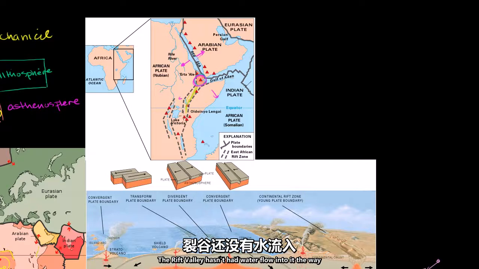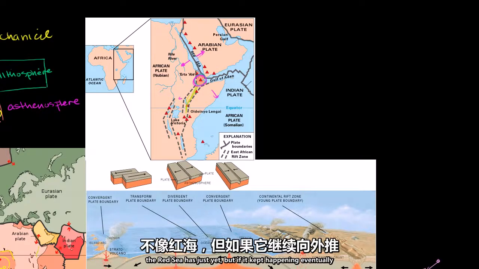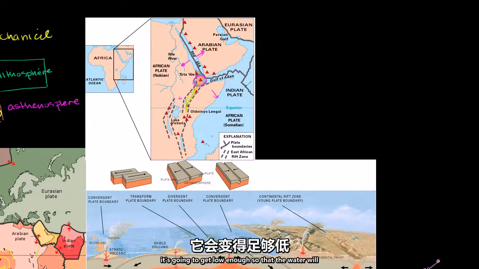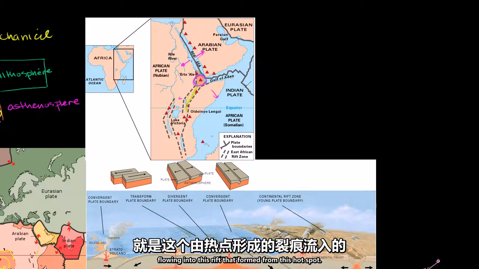The Rift Valley hasn't had water flow into it the way the Red Sea has just yet. But if it kept happening, eventually it's going to get low enough so that the water will flow into it. So the Red Sea is exactly that. You essentially have the Indian Ocean flowing into this rift that formed from this hot spot.